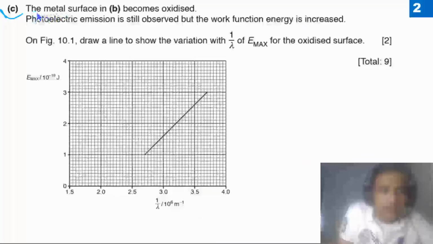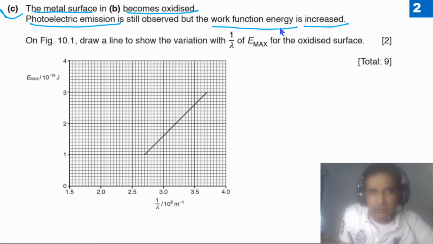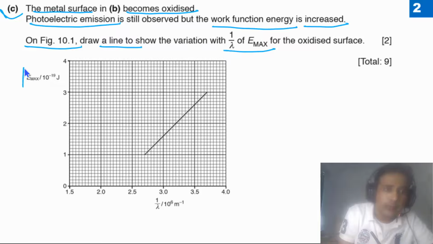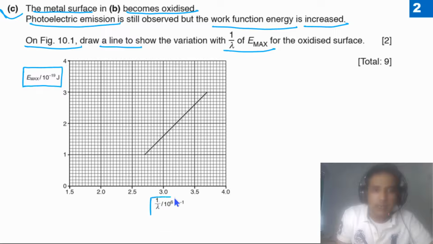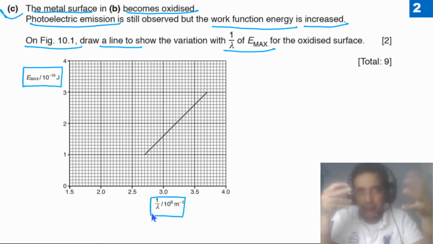Part C says the metal surface in B becomes oxidized. Photoelectric emission is still observed, but the work function energy is increased. On figure 10.1, draw a line to show the variation with 1/lambda of Emax for the oxidized surface. If you look at figure 10.1, we have Emax on the y-axis and 1/lambda on the x-axis. So this graph will be very similar to the previous one.